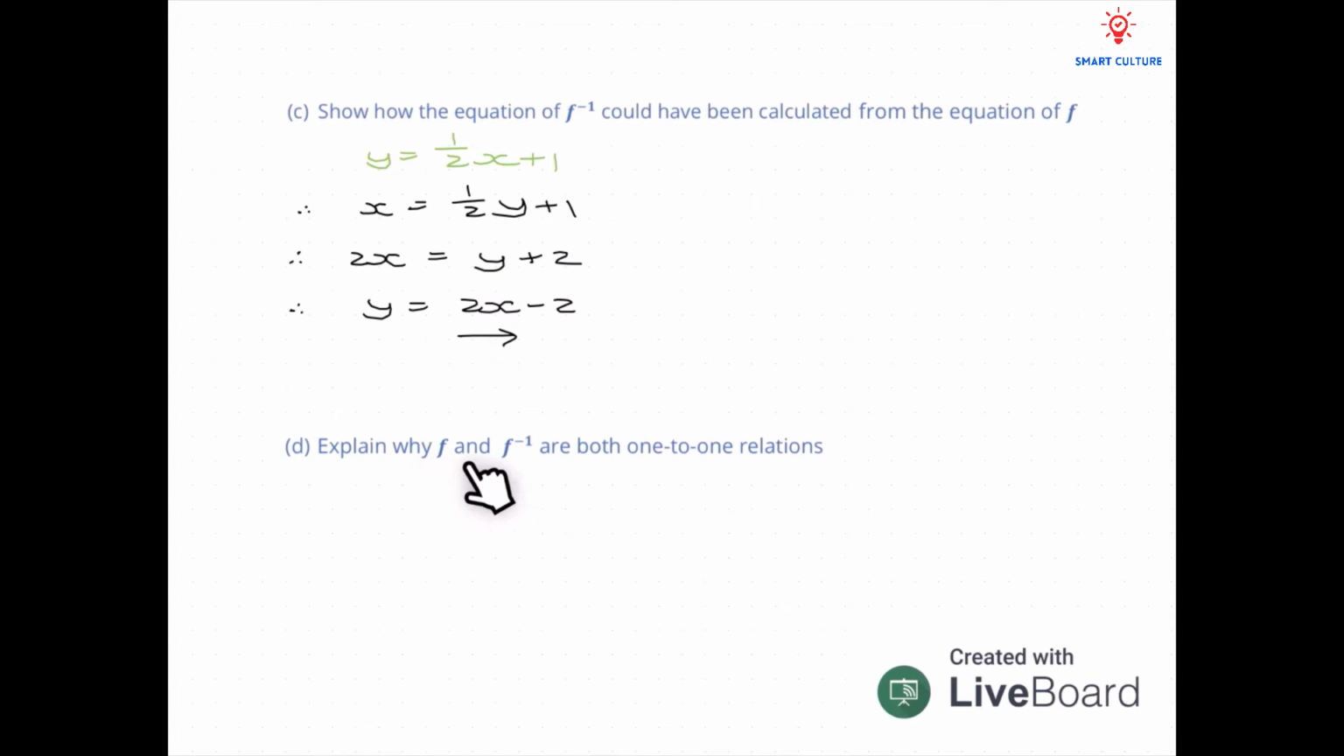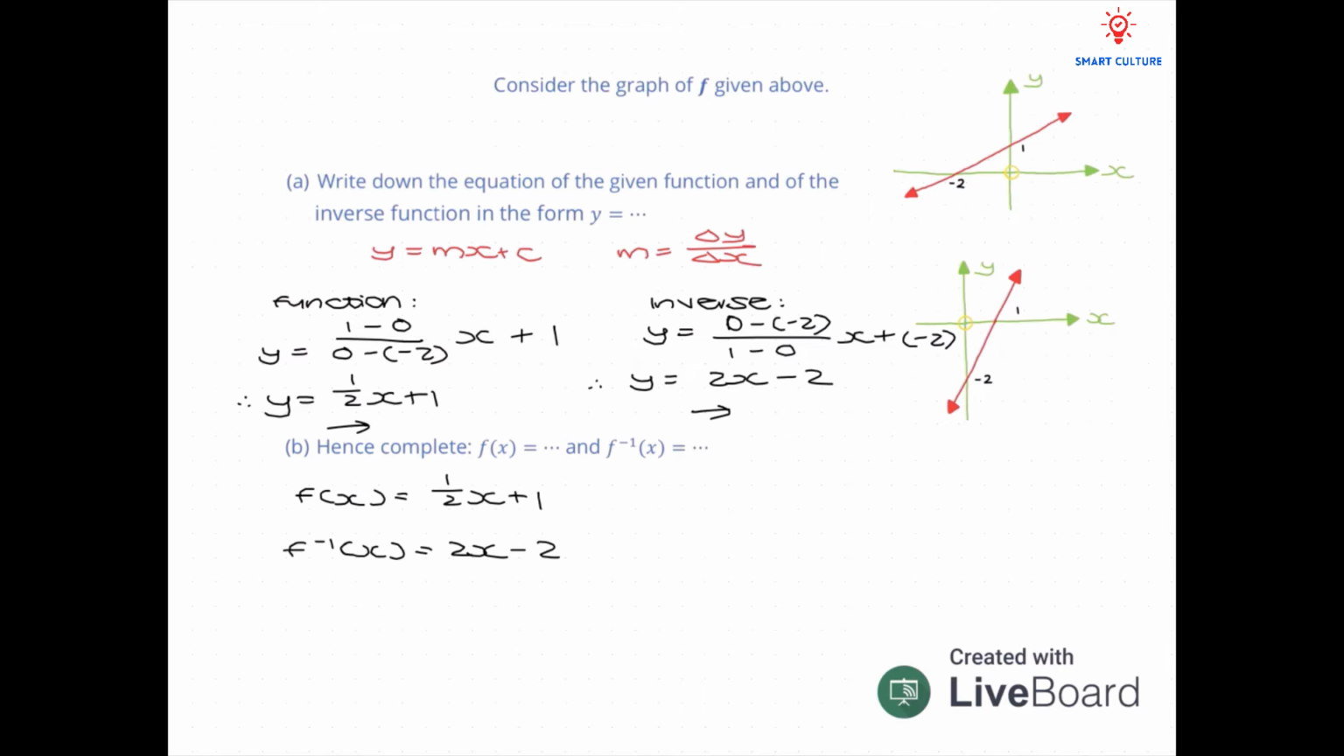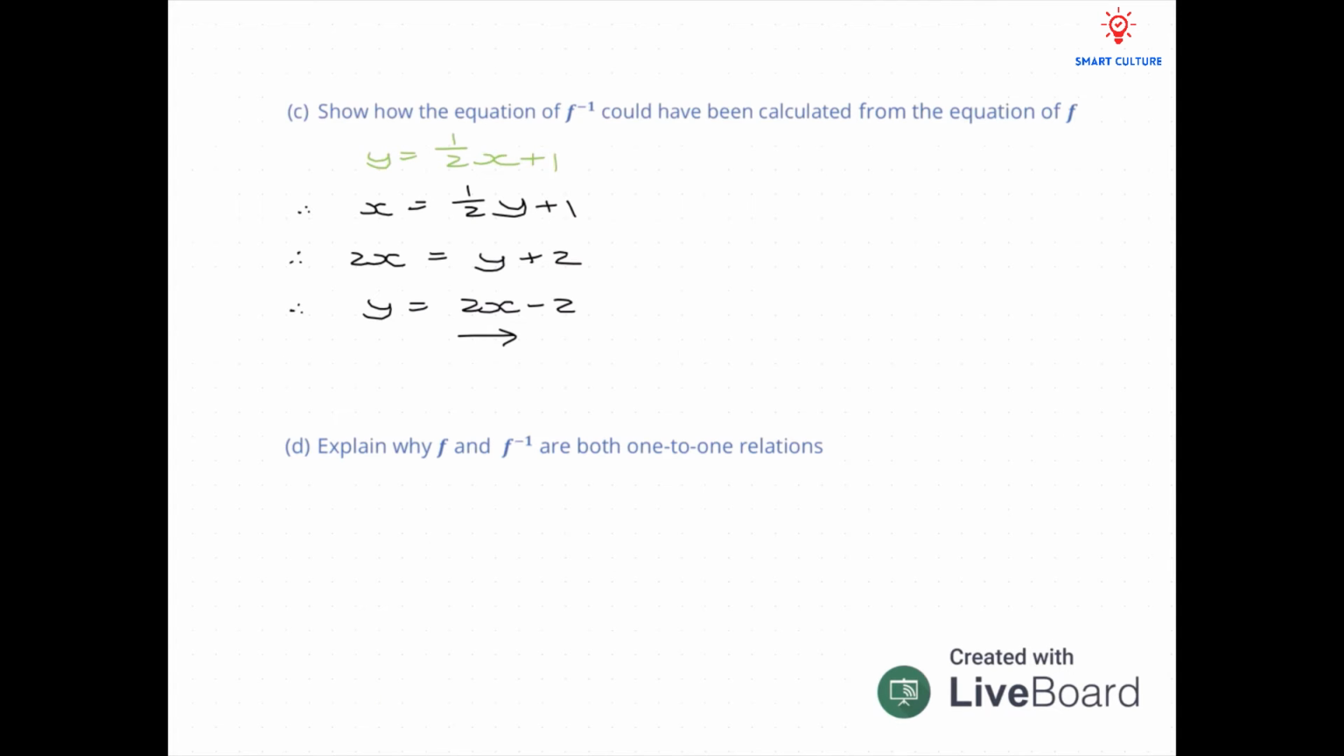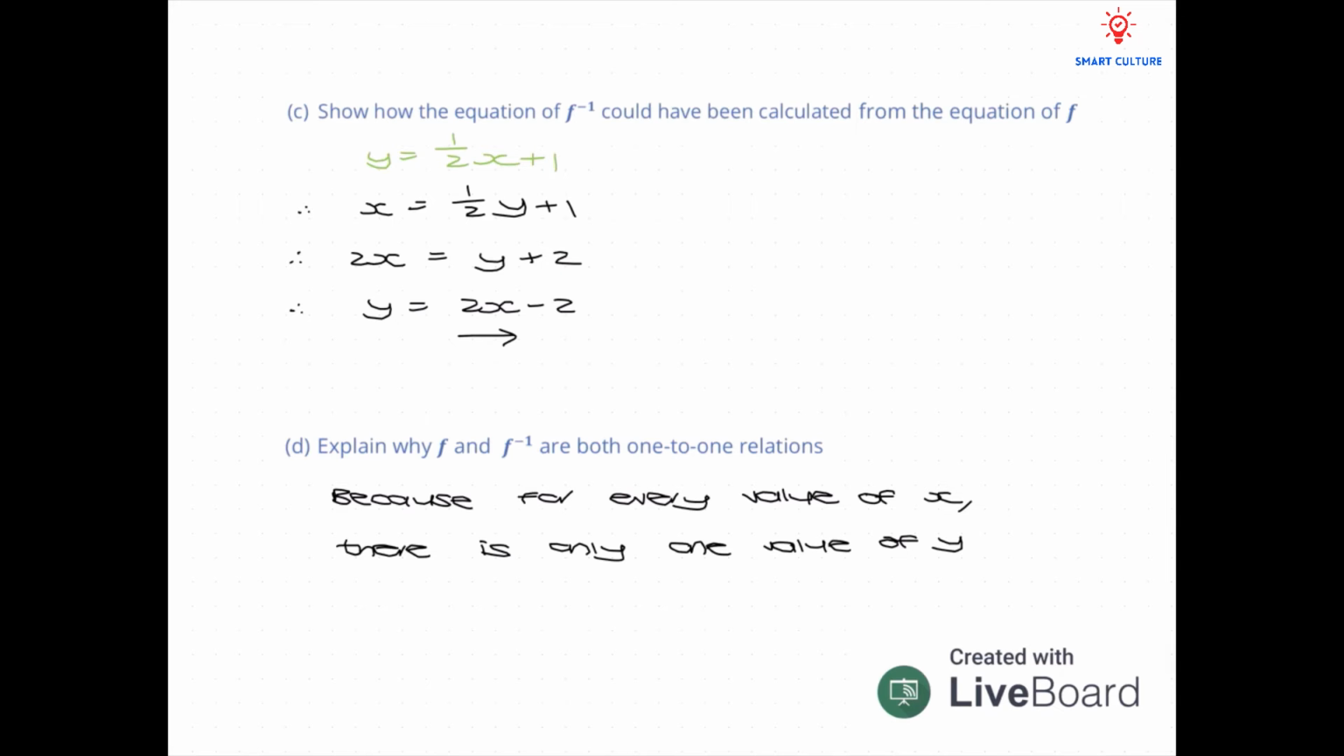We're asked to explain why f and the inverse are both one-to-one relations. If we take a look at the graph, we can see that for every value of x, there's one corresponding y value. That's why it's known as a one-to-one function. Write that out. It's because every x has only one y value, and vice versa. That's hence why it's called one-to-one relations.